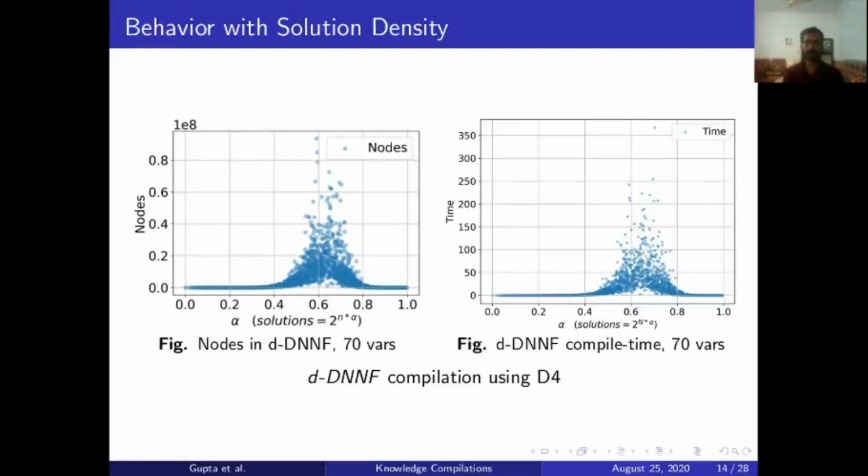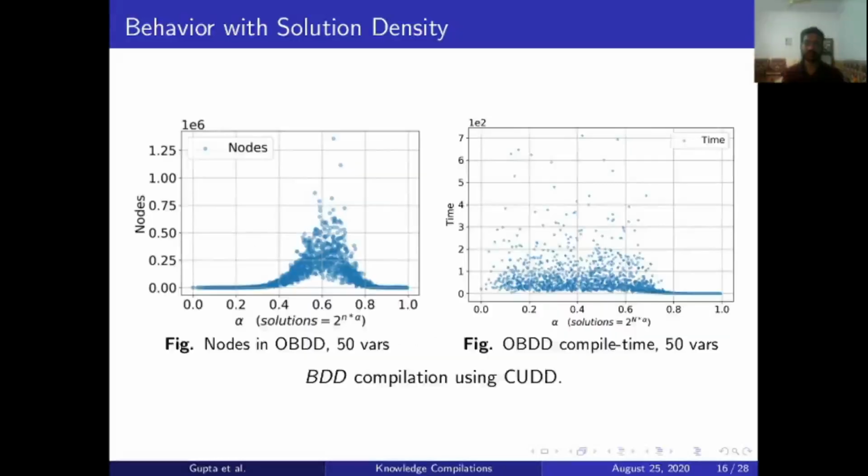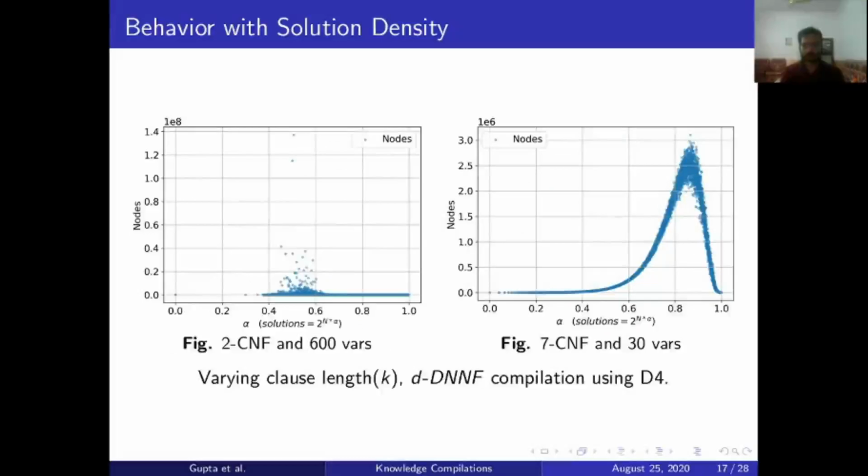That is, if we increase the number of variables, then this peak just gets sharper and sharper, and the behavior extends to the other compilations STD and OBDD as well. Now, looking at the behavior with changing clause lengths, here you can see that with varying clause lengths, while the solution density for the peak phase transition threshold changes, the overall behavior persists nonetheless.